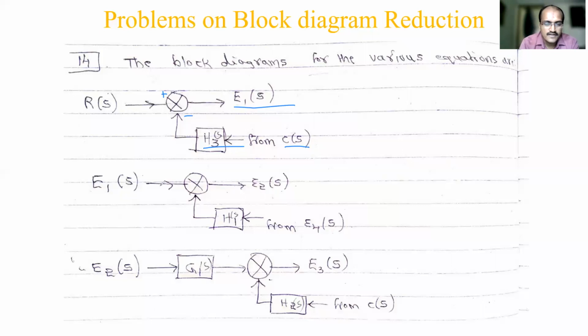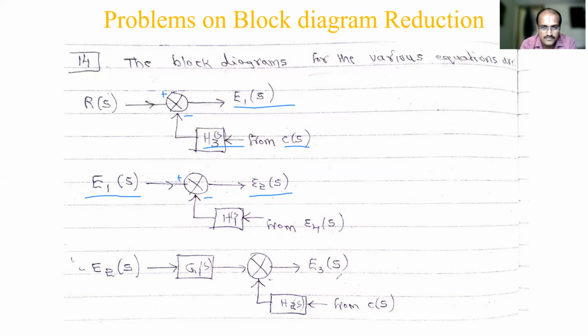Then similarly the second one, so just look at the other two. In the same way, E2 of S is nothing but E1 of S, that is the output of this summing point. After this summing point, this is again plus, that's why E1 of S is there, and this is minus. So that's why H1 of S into E4 of S. That is the equation.